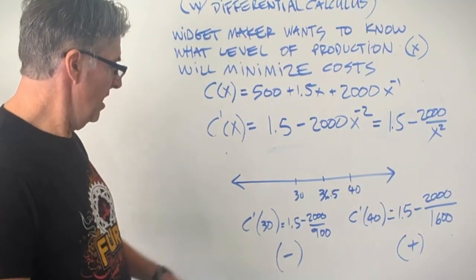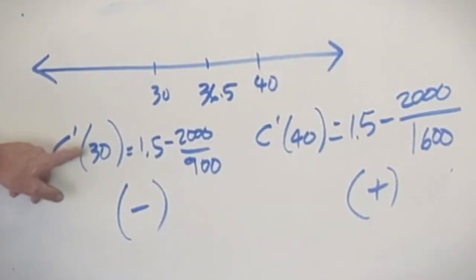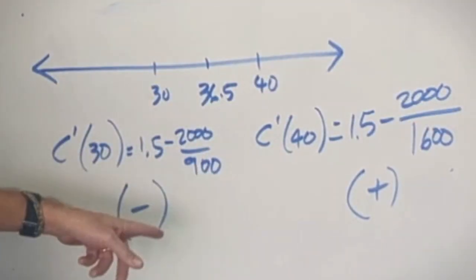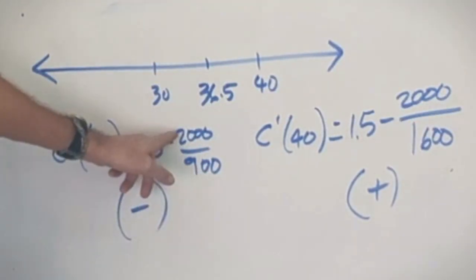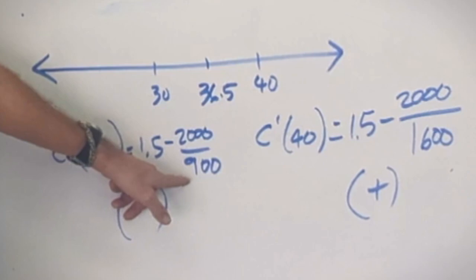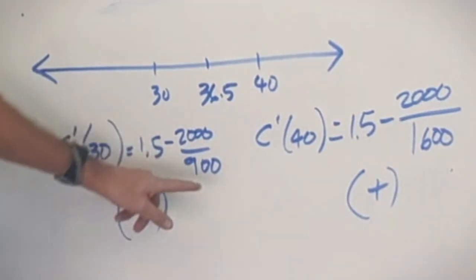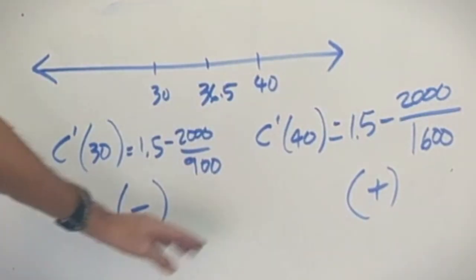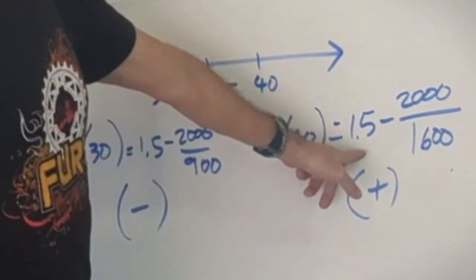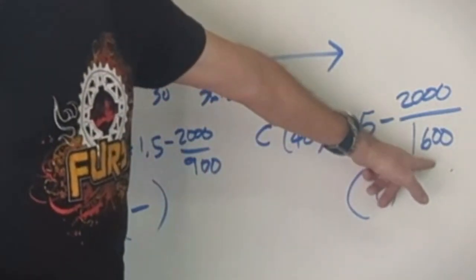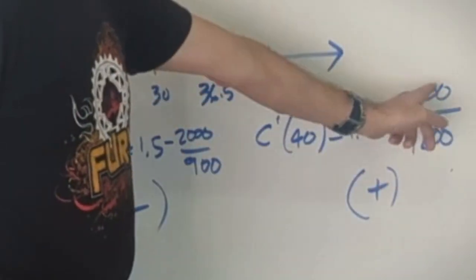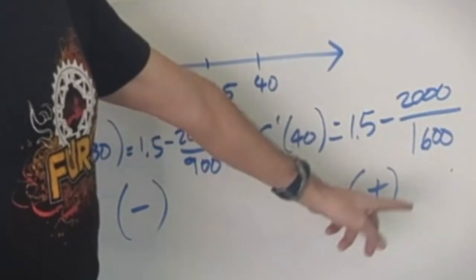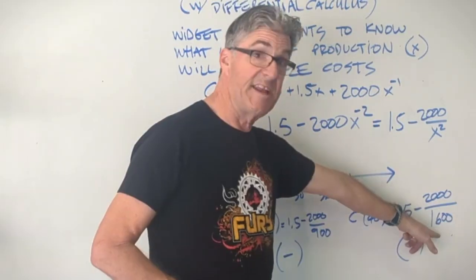Okay, check this out. I did c prime of 30, my derivative of 30, and I get this fraction, and I can already tell right now that this is going to be a negative number. 2,000 over 900 is 2 point something. So 1.5 minus 2 point something is going to be negative, so I can stop right there. And in the same way on this one, 1.5 minus 2,000 over 1,600. This is less than 1. So then when we subtract that, we're going to end up with positive, because this is 1.5 minus less than 1.